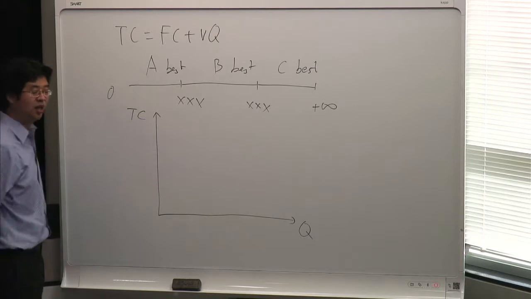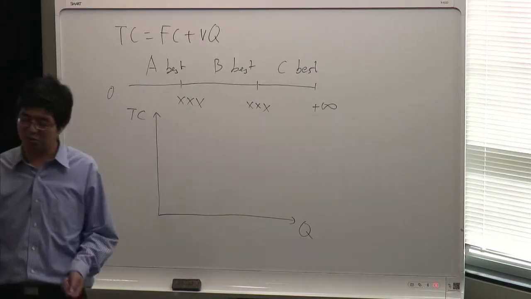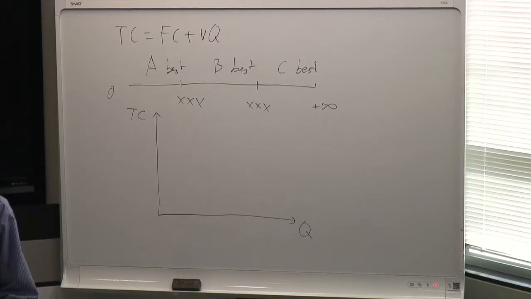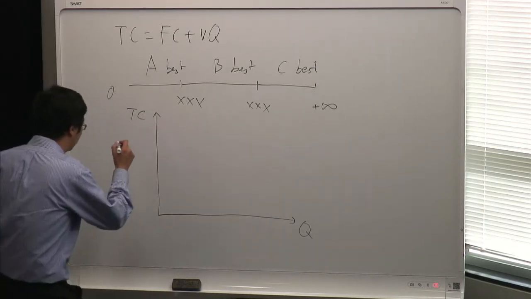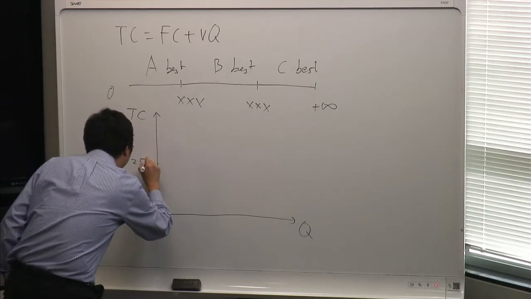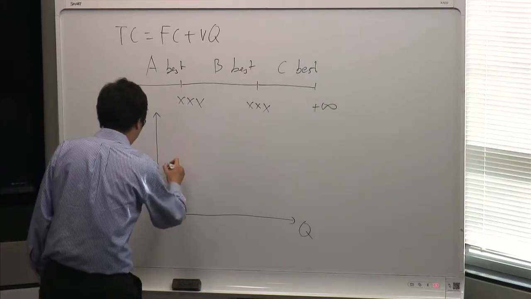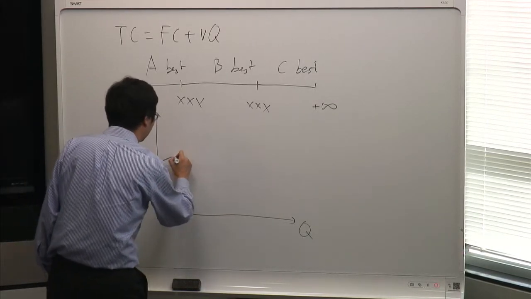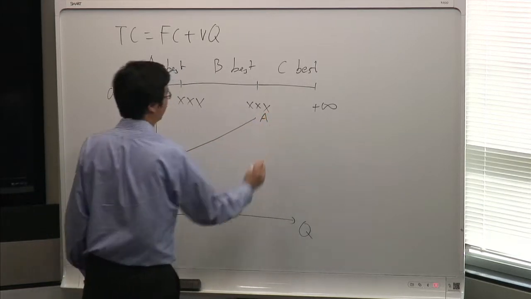Well, there are 4 lines we should draw. You can use different color pencils, or one color is still fine. For example, location A, fixed cost 250, so that means the intercept is here, 250K. The slope is pretty flat, 11. So something like that. That's line A.